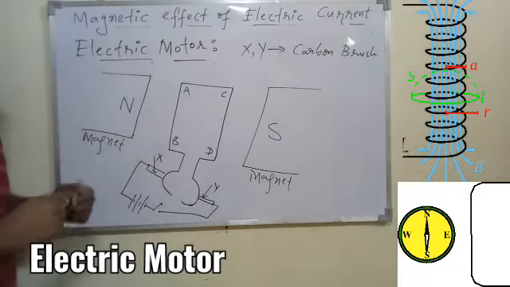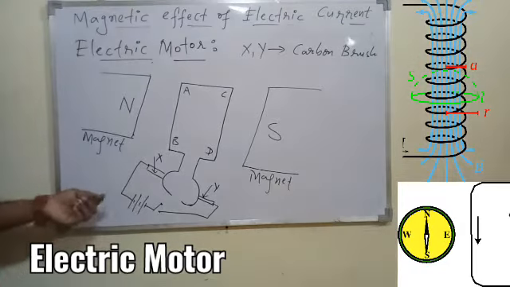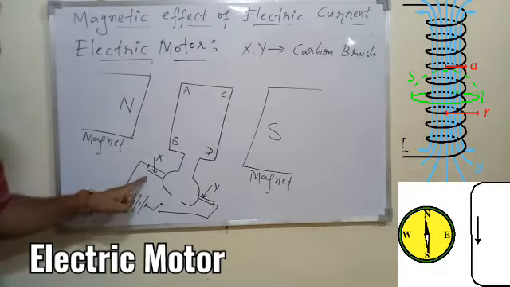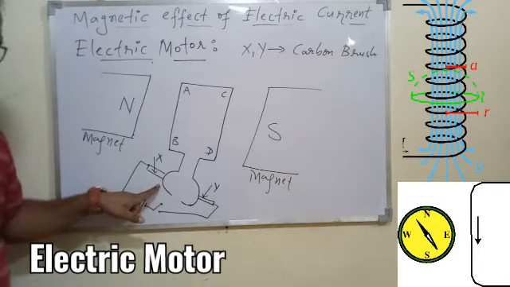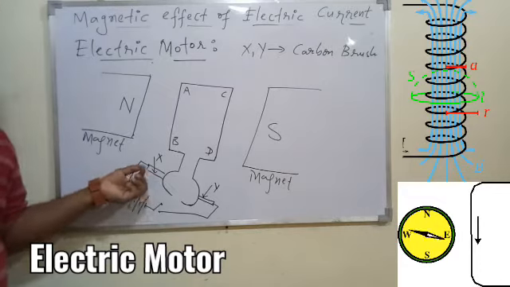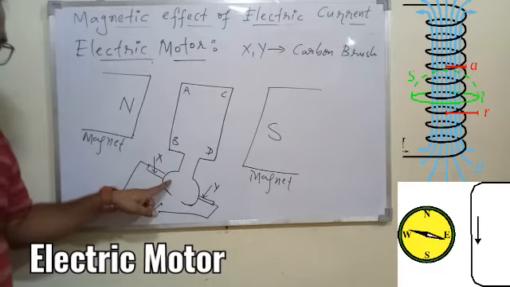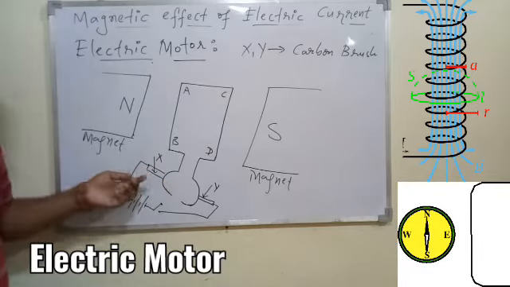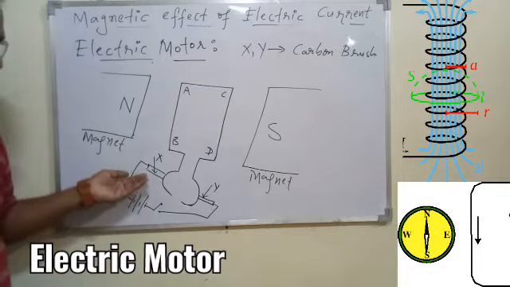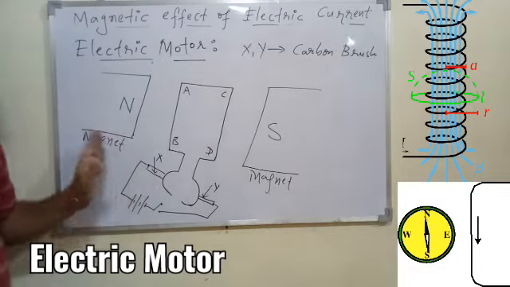Carbon brush is nothing but a conductor only, which will remain in touch with the ring, but there is no permanent connection. Permanent means the ring can move freely, so there is no problem in the rotation, and the carbon brushes X or Y are just in contact with the split rings.